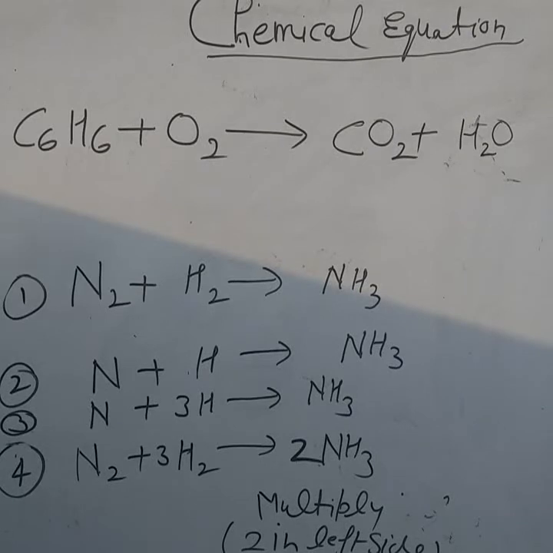Then count the number of atoms on both sides. N2 is 2 and H2 is 6. Then multiply ammonia by 2 on the right side. Now both sides are balanced: H is 6 and H is 6, N is 2 and N is 2. So the reaction is balanced.